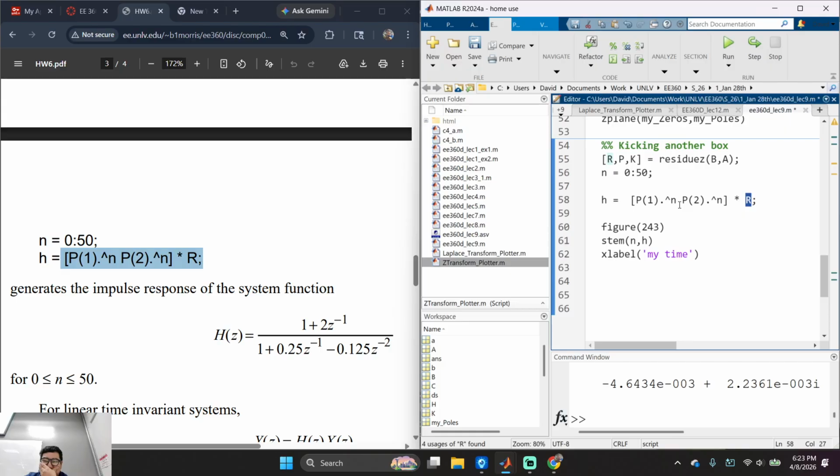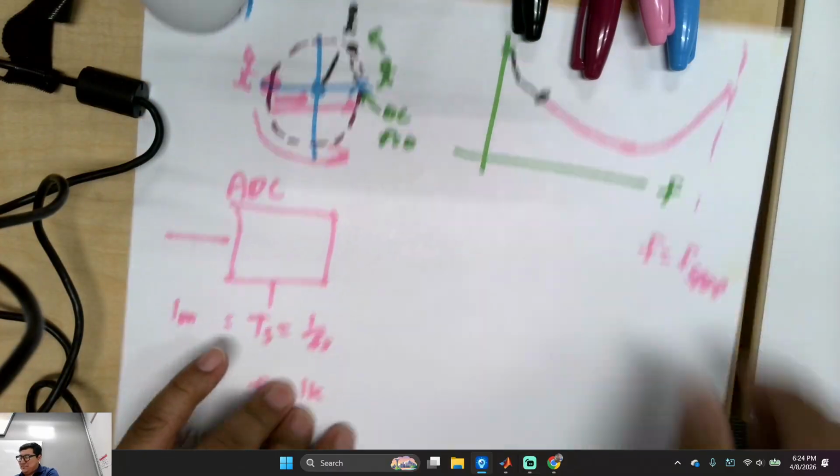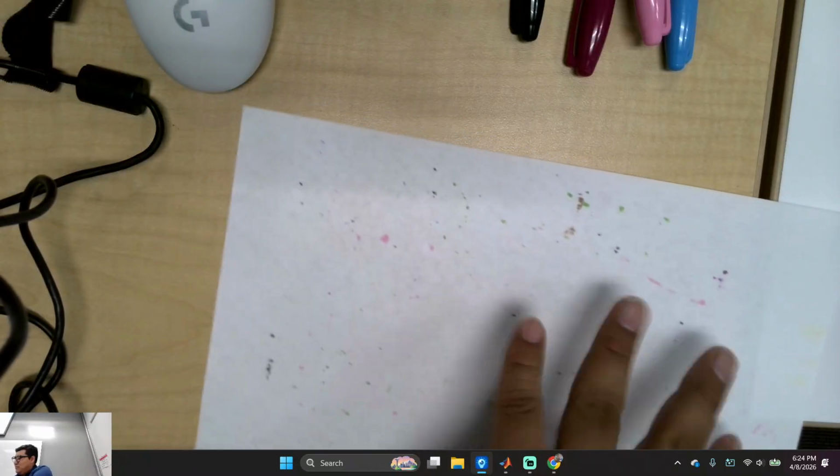So you know what? You guys know how to do residues and poles? Did he tell you that in class? It's page 4. You guys are going to do this for your final exam, okay?